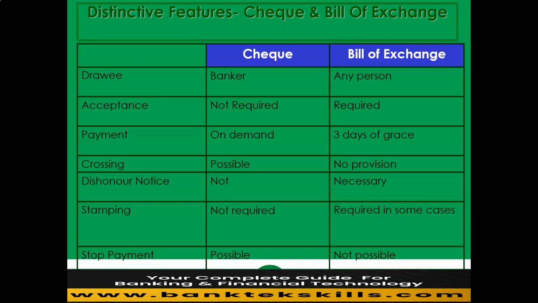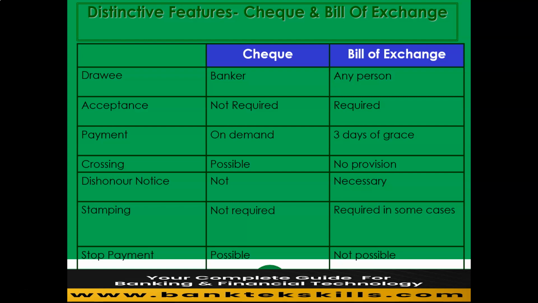drawee, always a bank. Distinctive features of checks and bills of exchange: the drawee of a check is a banker, while for a bill of exchange it can be any person, such as a buyer and seller. Acceptance is not required for a check. For a bill of exchange, acceptance is required by the buyer. Payment on demand.